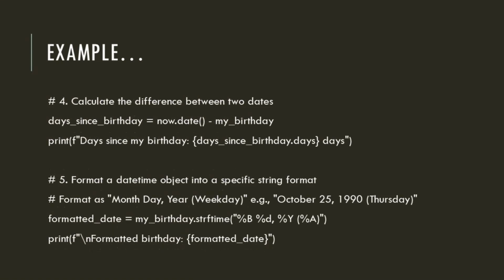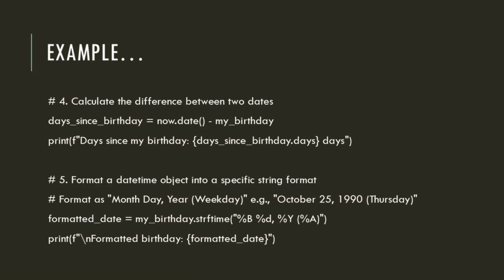Example 4. Calculate the difference between two dates. Days since birthday equal to now date minus my birthday. Print f-string days since my birthday, days since birthday.days.